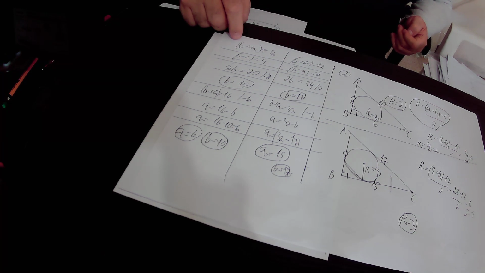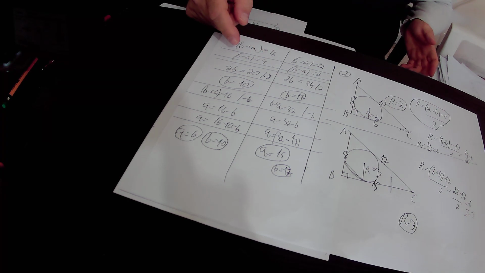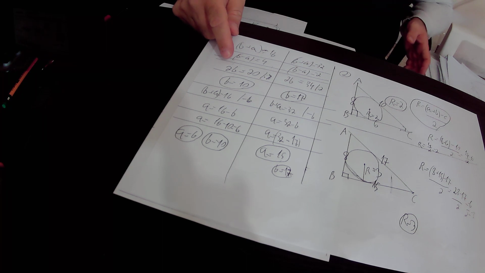We focus on the first option and we add equation number 1 to equation number 2, and we get that b plus b is 2b, a minus a is 0. On the other side of the equation we have 16 plus 4, that is 20. So we got the equation 2b equals 20, we divided this equation by 2, and we got that b equals 20 over 2, that is 10. So we found out that b equals 10 units.